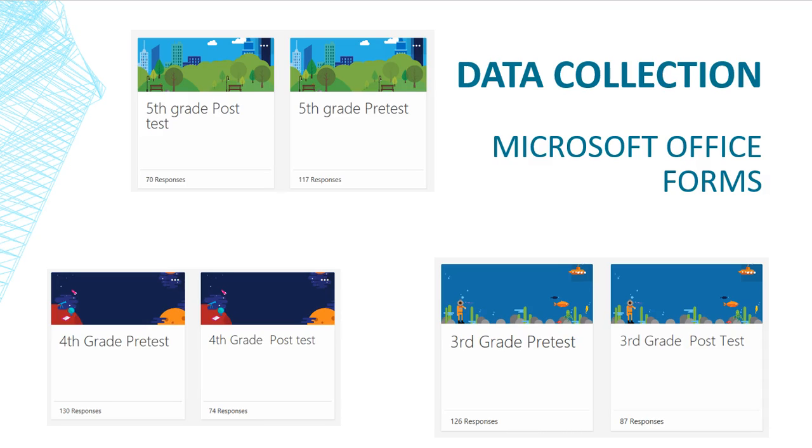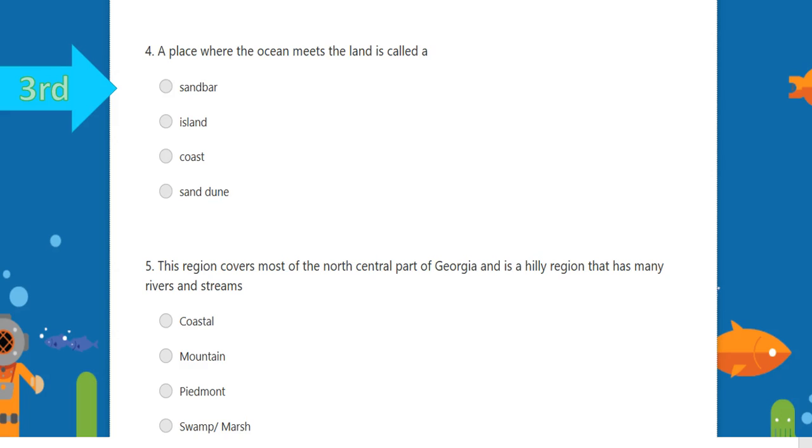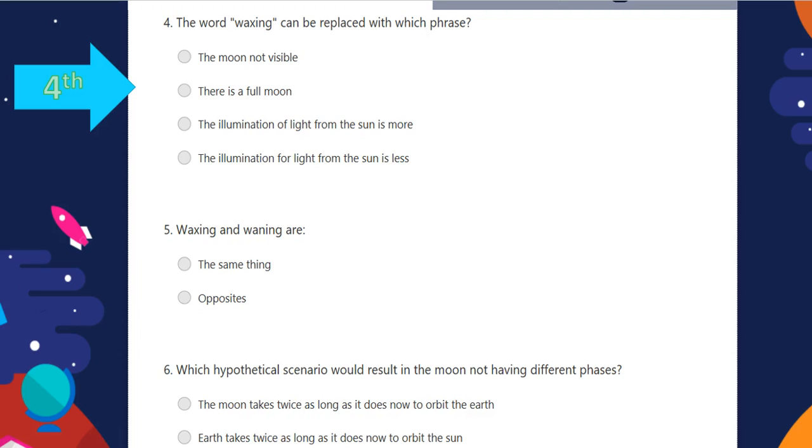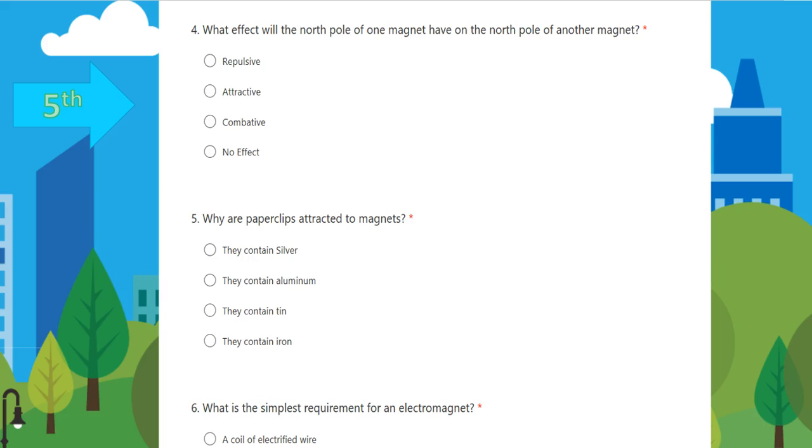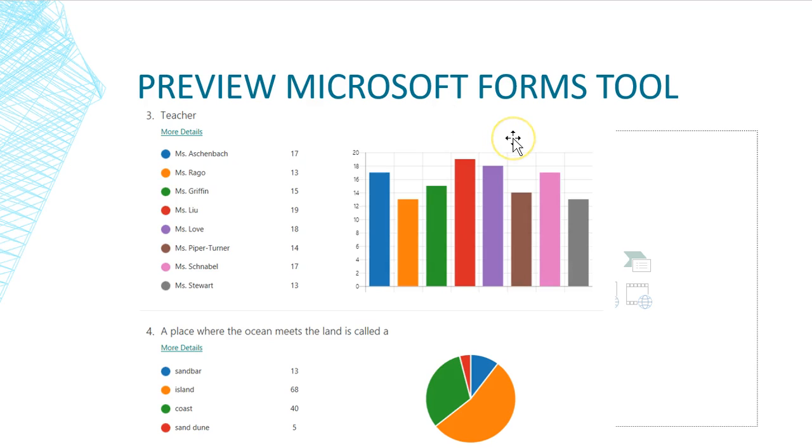The major part of my data collection was done through Microsoft Forms. Each grade level had a pre-test and post-test created, and they were completed on an iPad. Here's an example of what the third grade groups looked like. Here's an example of fourth grade questions, and here's an example of fifth grade questions. I shared this at my professional development so that teachers would know about this tool that they can use. It presents the information, the data right away in a graphic form, and it gives you the numbers as well. So I found this tool very useful.